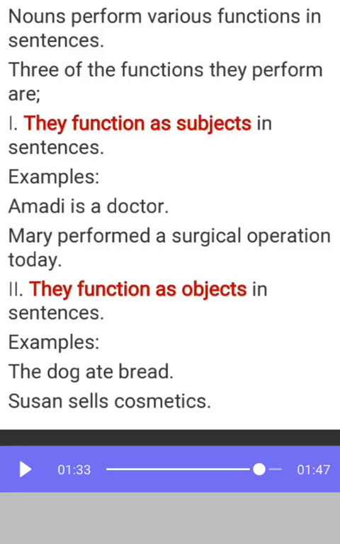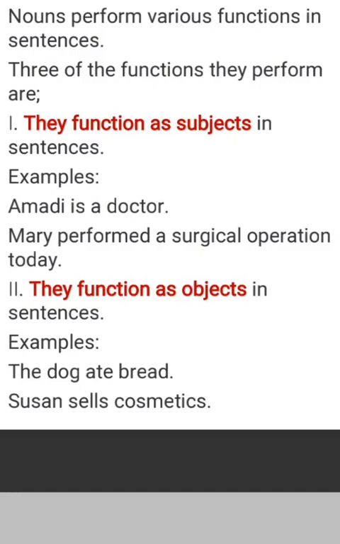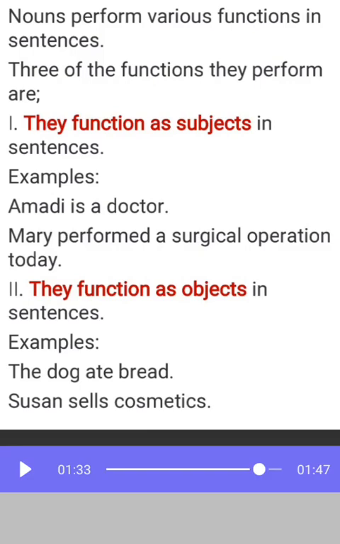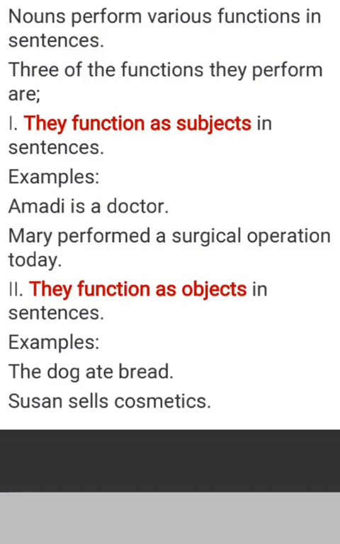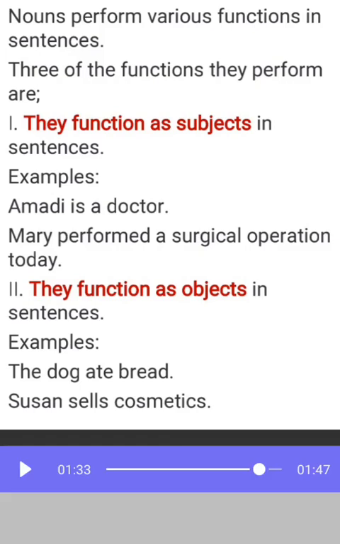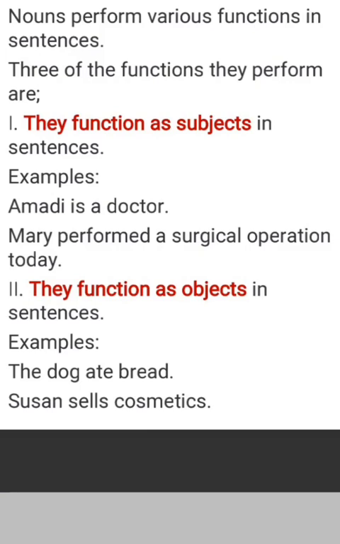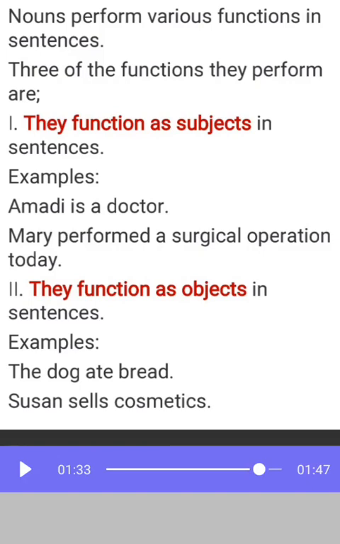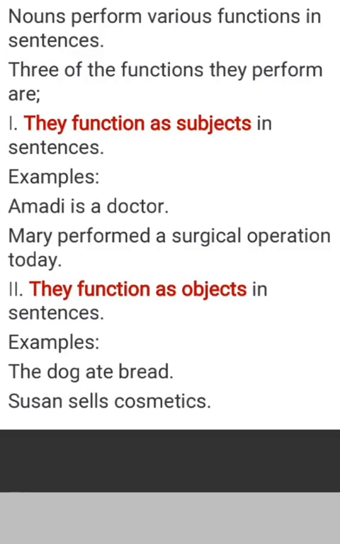The second function is they function as objects in sentences. Object is the receiver of action. Yes, the receiver of action in sentences. So that sentence element receiving the action of the verb is what we refer to as the object. And nouns usually are objects in sentences. For example, the dog ate bread. Ate is the action. So what's receiving the action is the bread. So bread is a noun and is performing the function of an object in the sentence.